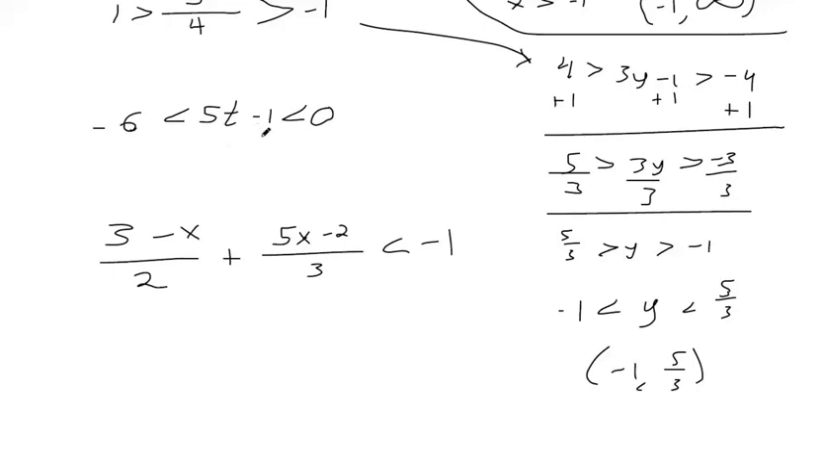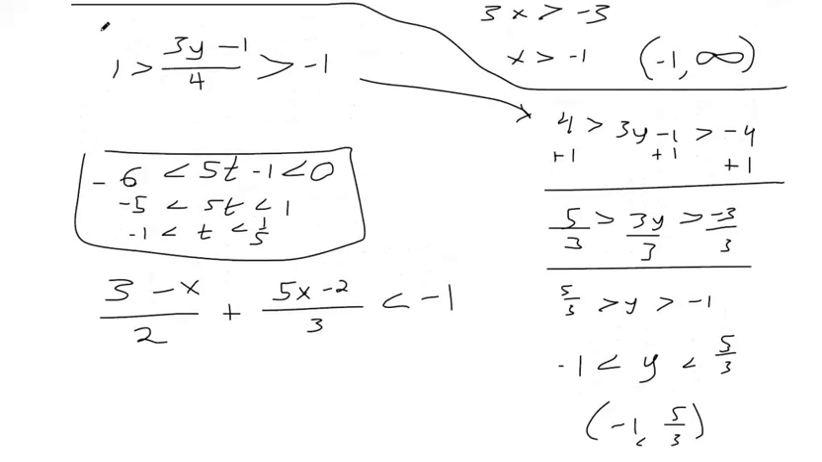This one here, ooh, it's even easier, huh? Add 1 to both sides, so get negative 5 less than 5t, which is less than 1. Then divide both sides by 5, so you get negative 1 is less than t, which is less than 1/5. I don't know why this one came after this one. This one's harder.